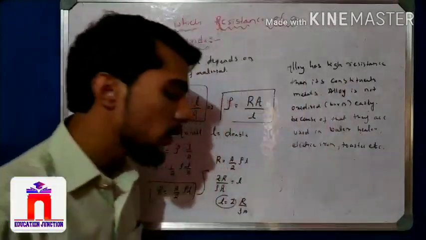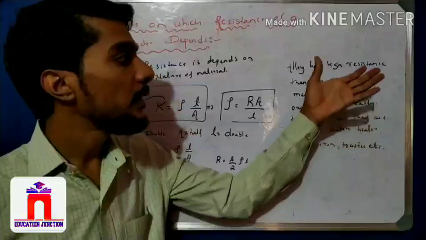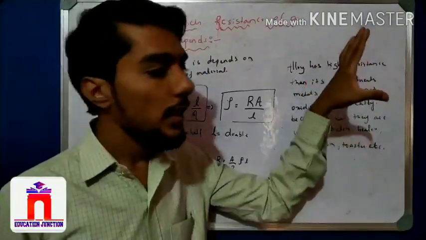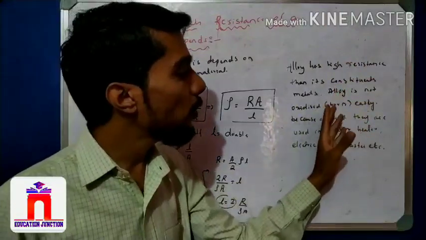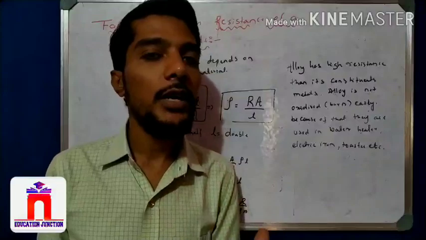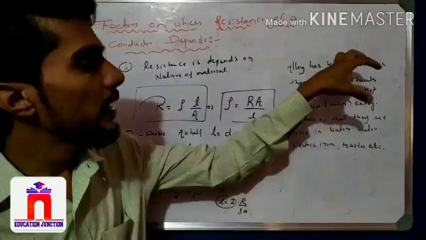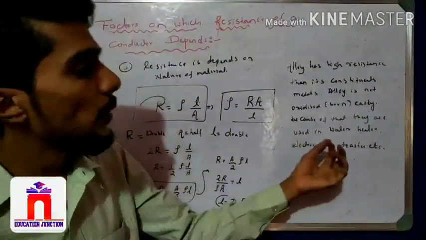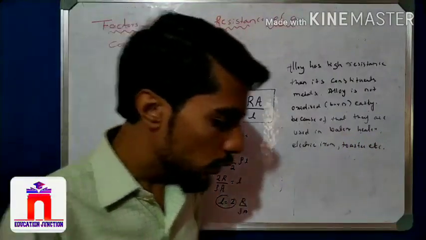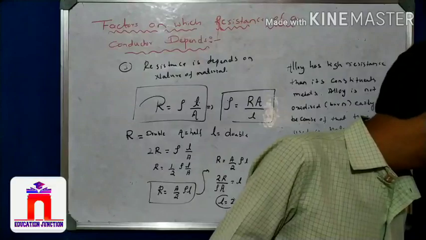This is the reason why alloys are used in electric heaters. Why? Because an alloy has a high resistance, and the alloy does not oxidize or burn easily. By heating, they do not melt or burn easily. That is why, because of the high resistance, they are used in devices like water heater, electric iron, and toaster systems. So these are very important points to be remembered.